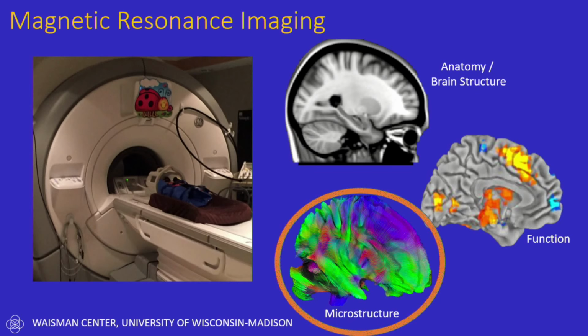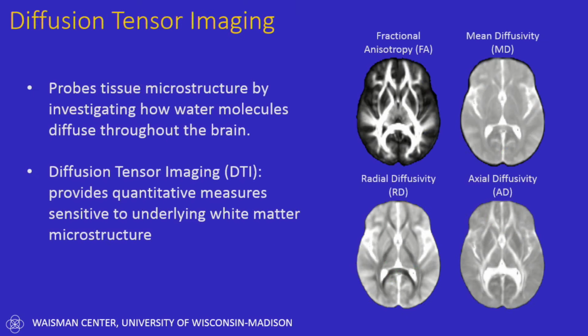And that's going to be what I'm really going to focus on today during the rest of this talk, and describe how we're using advanced techniques to really look at the underlying microstructure in the brain. One such technique, which those familiar with imaging might have heard of, is called diffusion tensor imaging. And really this technique probes the tissue microstructure by investigating how water diffuses throughout the brain.